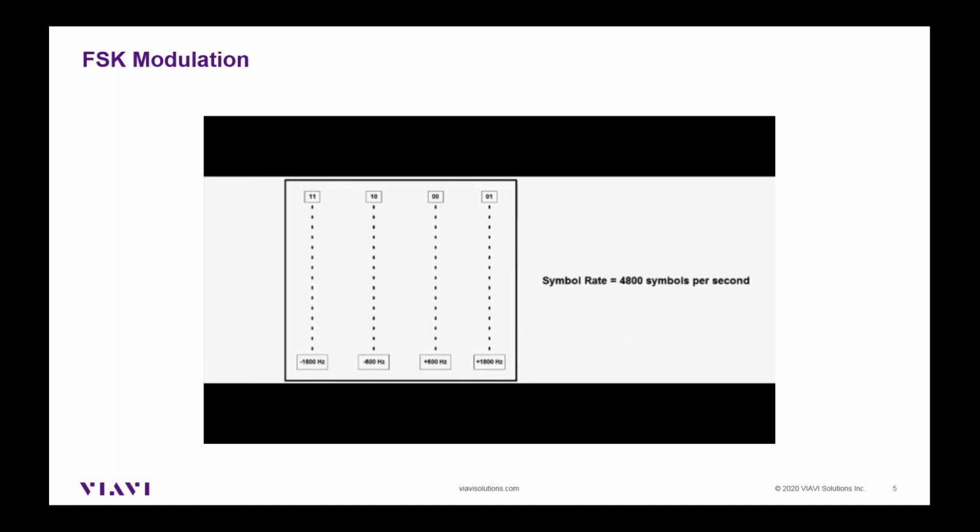There are 4,800 symbols per second, and a symbol is one of those 2-bit places. Since each symbol represents 2 bits, the actual data rate is 9,600 bits per second, but the symbol rate is 4,800 baud.